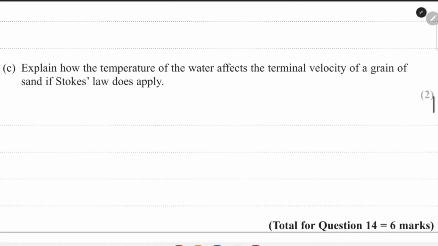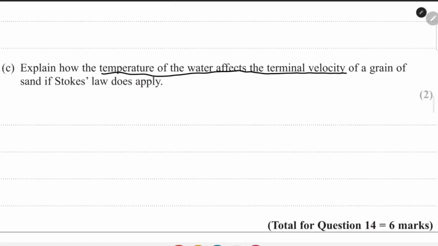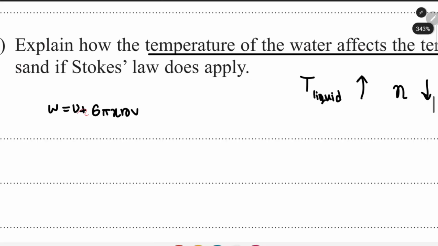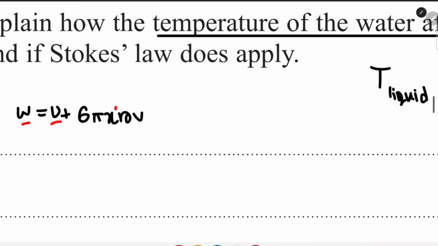Now we have to explain how the temperature of the water affects the terminal velocity. Now, as the temperature of a liquid increases, the viscosity of that liquid goes down. You need to remember this. However, in the equation, W equals U plus D, or U plus 6 pi eta RV, the upthrust and weight basically stay the same, but we have this value of viscosity going down. 6 is a constant, pi is a constant. The radius of the dust particle remains the same, it's a constant.